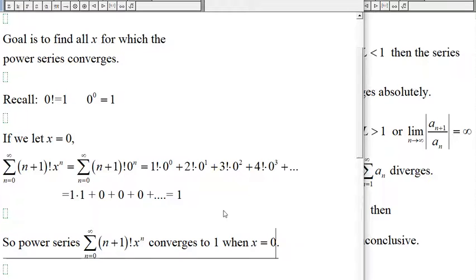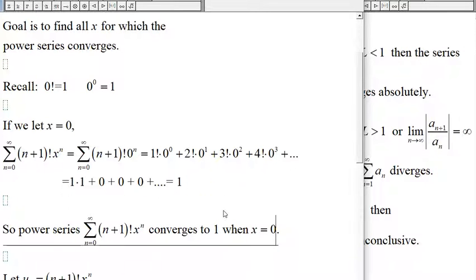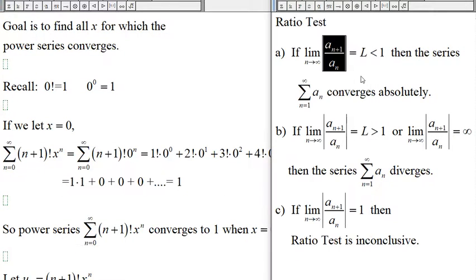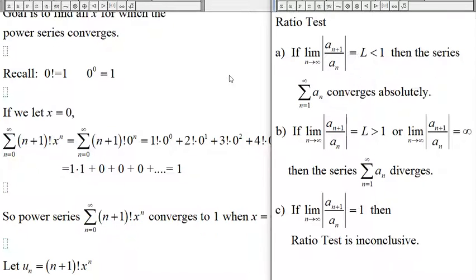Now what about if x is not 0? Then we need to use the ratio test: find the limit of the ratio u sub n plus 1 divided by u sub n, and then set this limit to be less than 1. Then we can find the interval of convergence.